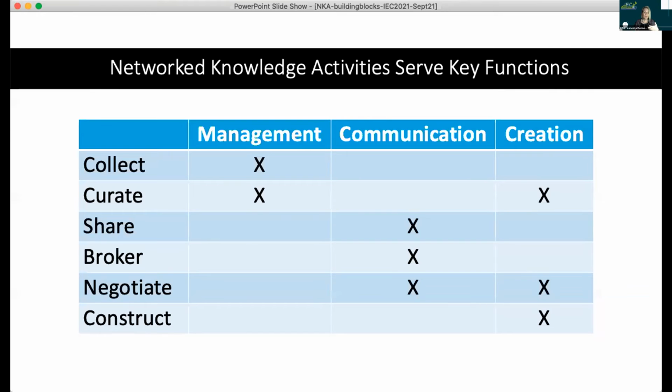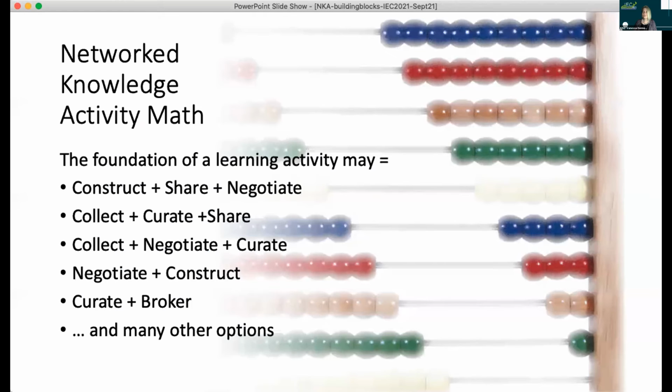So as an instructor, you can look at all of these and say, what do I want my students to be able to do? I want them to be able to effectively communicate about knowledge. Okay, so then maybe I want them to share and I want them to negotiate. Maybe I want them to create things, but I don't want them to have to start from the beginning. So I ask them to see what's already out there and to curate, and maybe they build on it and construct something new. And that's how we take this back to the classroom.